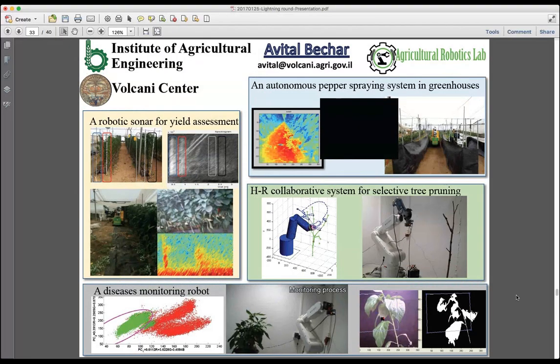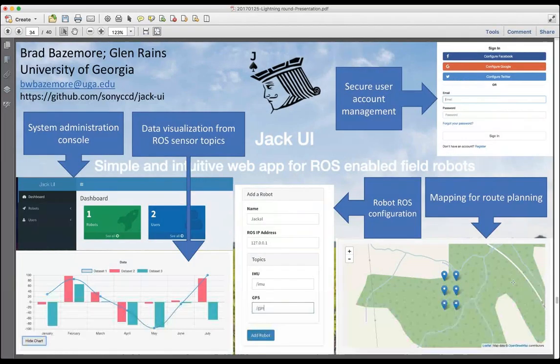And moving on to Avital. Avital, are you there? Yes, but I have a problem with the mic. Okay, that's not a problem. So you can hear us, but we cannot hear you. So why don't we move on to Brad, and then we'll try to go back to Avital at the end. Brad, hello, are you there?